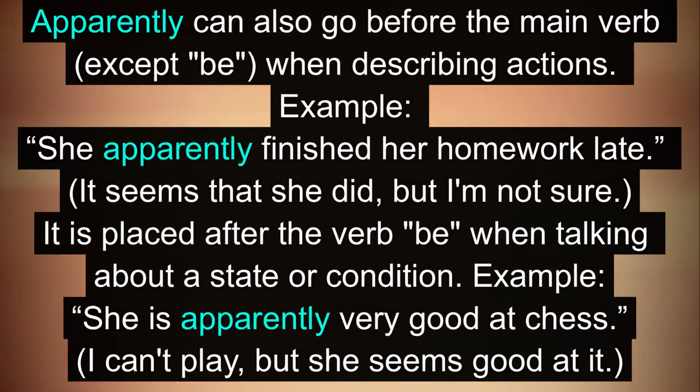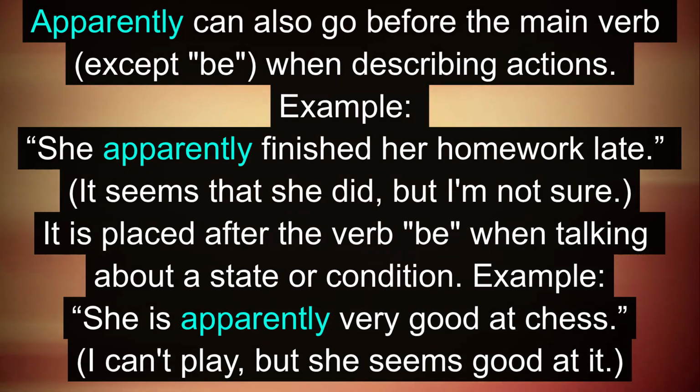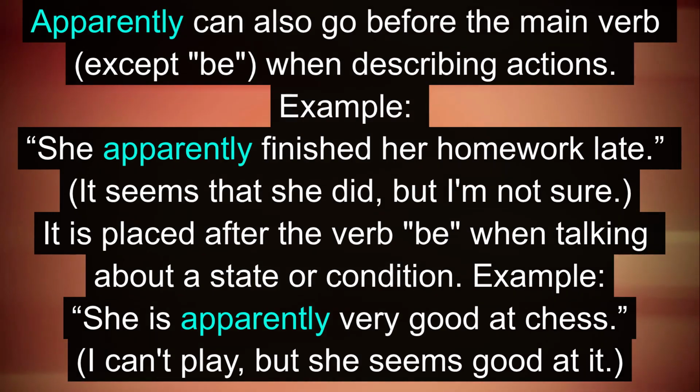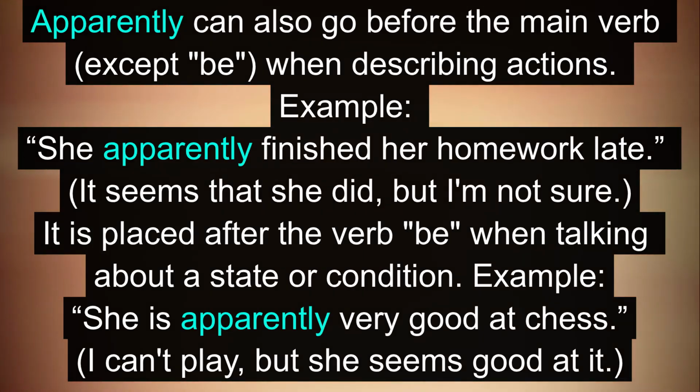Apparently can also go before the main verb, except be, when describing actions. Example. She apparently finished her homework late. It seems that she did, but I'm not sure. It is placed after the verb be when talking about a state or condition. Example. She's apparently very good at chess. I can't play, but she seems good at it.